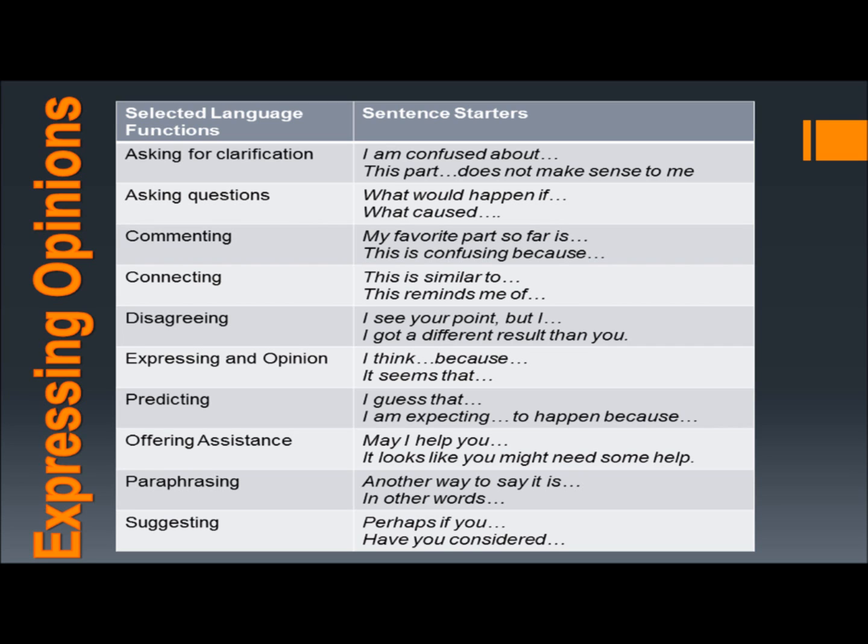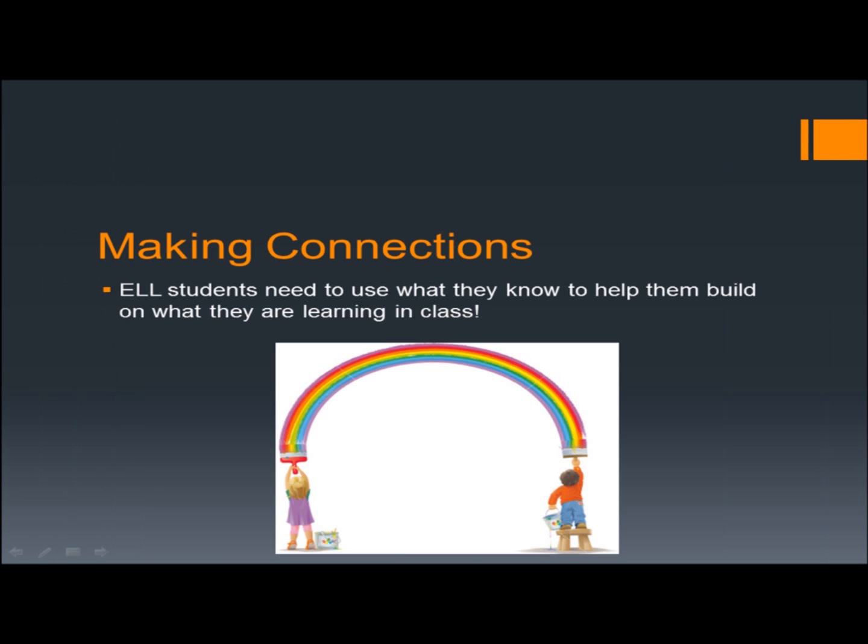As you can see on the screen, we have some stems and sentence starters for common errors that students make. So when they're asking to comment, a good stem would be, "My favorite part so far is," or "This is confusing because," and then they can fill it in. Students need to learn and practice these types of academic language to help them actively participate in classroom discussions. In order to build on their linguistic and cultural resources, ELLs and all students must be able to connect what they are learning with what they already know.